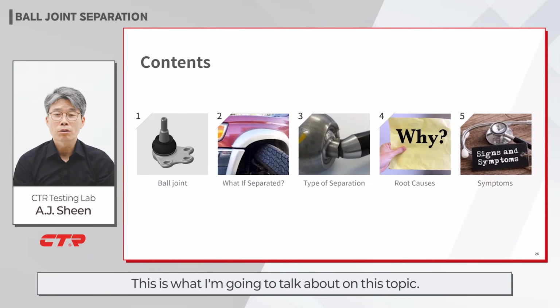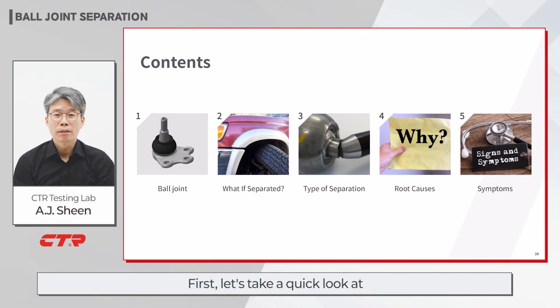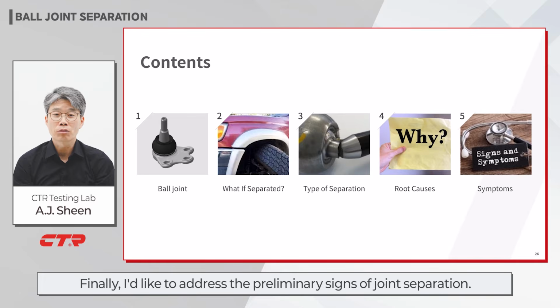This is what I'm going to talk about on this topic. First, let's take a quick look at what the boson is. Next, what happens if the boson separates? And what types of joint separation are there? What is the root cause of joint separation? Finally, I'd like to address the preliminary signs of joint separation.